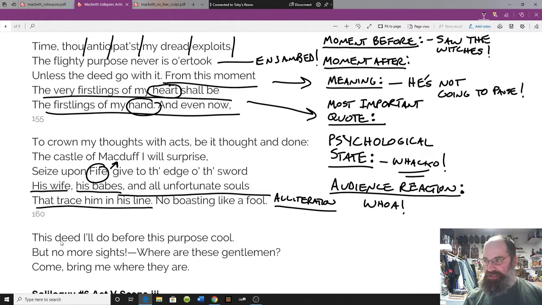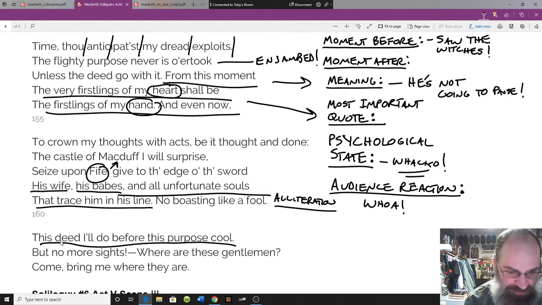That's classic gangster stuff. "This deed I'll do before this purpose cool." Meaning, I'm going to do it before I have time to think about it anymore. "But no more sights. Where are these gentlemen? Come, bring me where they are."